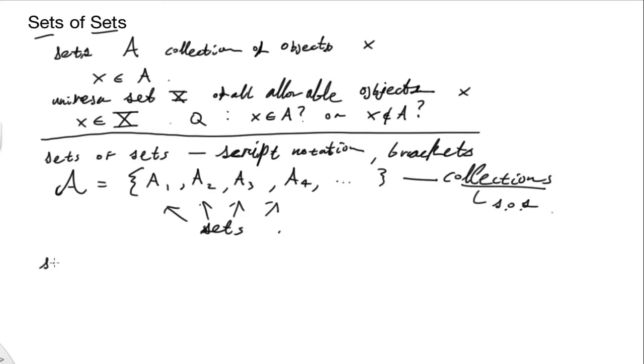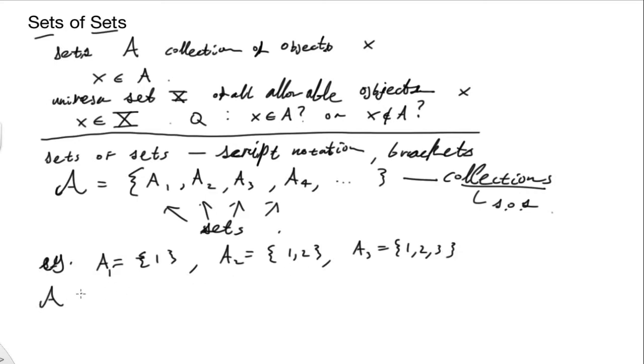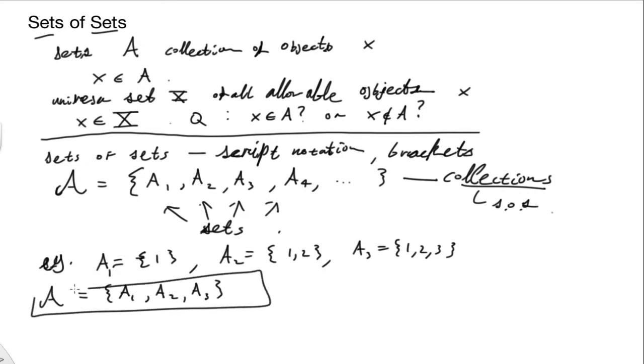So I'll just give a basic example. I'll say A1 is just going to be equal to the set of 1. A2 will be the set of 1 and 2. And then A3 is equal to 1, 2, 3. And then we make a collection out of that. We use our script symbol, and that'll just be A1, A2, and A3. All right, so now we have a higher order generalization of these ideas.